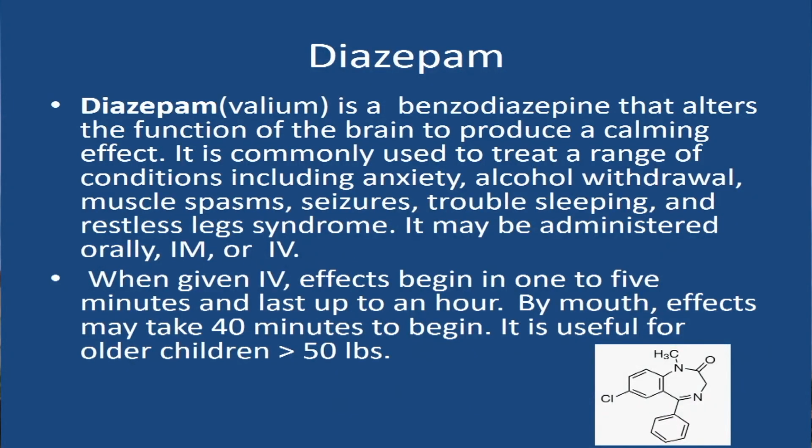Diazepam is a benzo, and it alters the brain function to produce a calming effect. It's usually used for teenagers that have not been satisfactorily sedated because they have anxiety. It treats alcohol withdrawal and muscle spasm. It's longer acting than midazolam. It may be administered orally or intramuscularly. When given IV, it begins in 1 to 5 minutes and lasts up to an hour. By mouth, effects may take 40 minutes to begin. It's useful for children greater than 50 pounds.